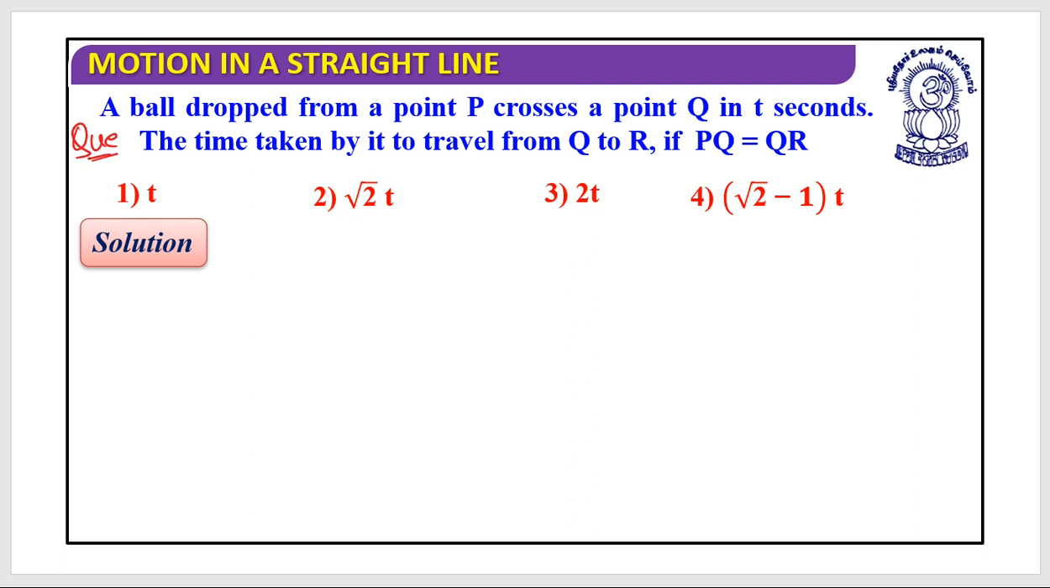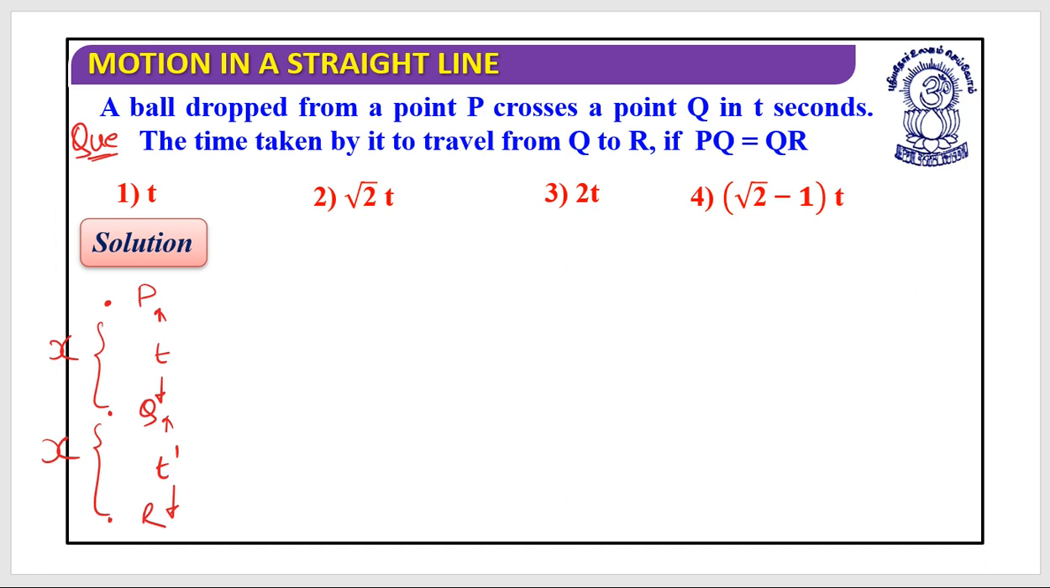What they would ask is: a ball dropped from a point P crosses a point Q in t seconds. What is the time taken by it to travel from Q to R, if PQ is equal to QR? That means they have dropped this from this position. Let's say this is P, then this is Q, and then this is R. This distance is X, and this distance is also X, and they have provided that this is the time T. You require this time. Sorry, I should write it as T dash because X has already been used.